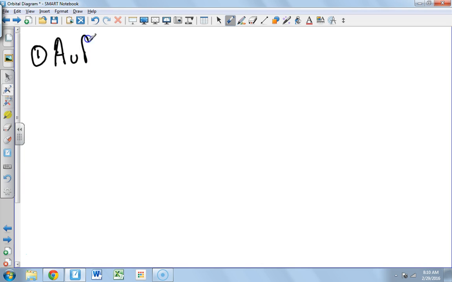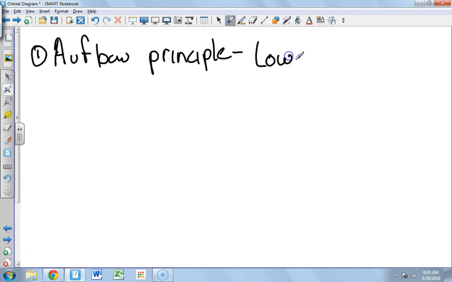So the Aufbau principle, that means this is what we've used to make electron configurations. This is that the lowest energy orbitals fill first, regardless of what we call them, whether we call them 3d or 4s or 7f or whatever. Okay, lowest energy orbitals fill first.